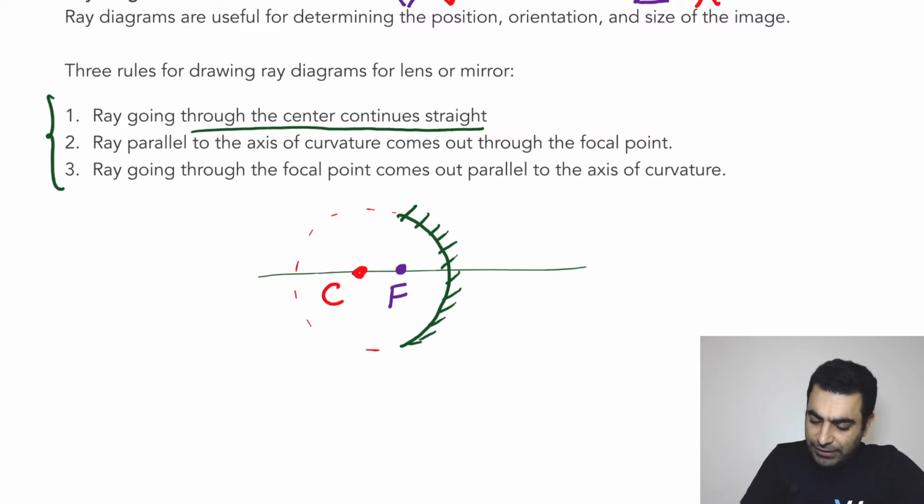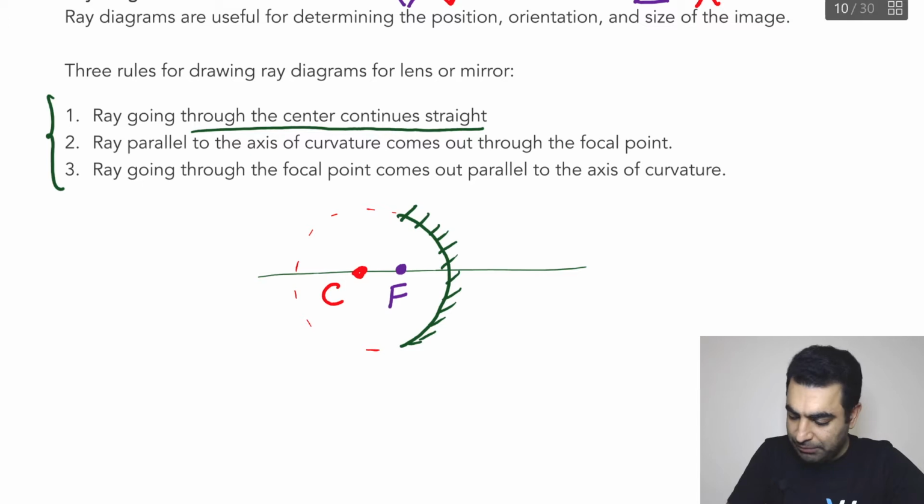So the first type of ray would be the ray which is going to pass through the center of this sphere that the mirror is made of. If I want to show it here, let me use the red color for that. This ray is going to pass through the center, hit the mirror, and reflect back on itself.